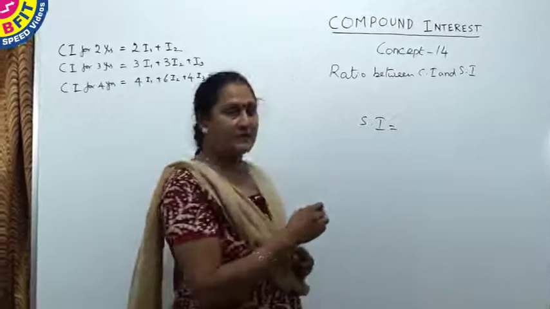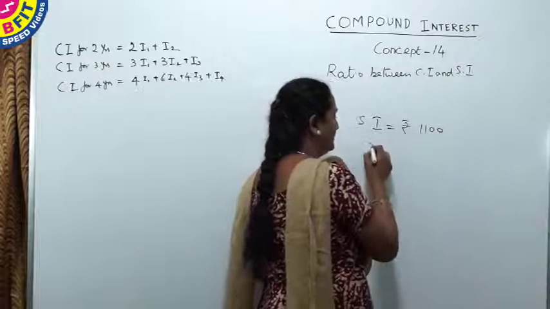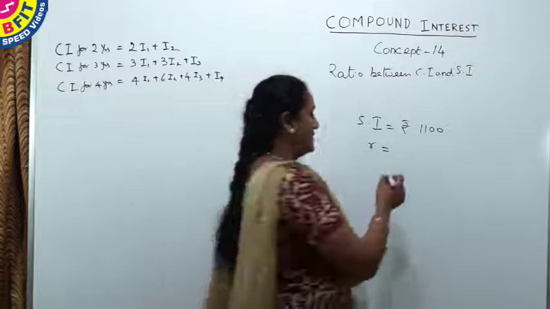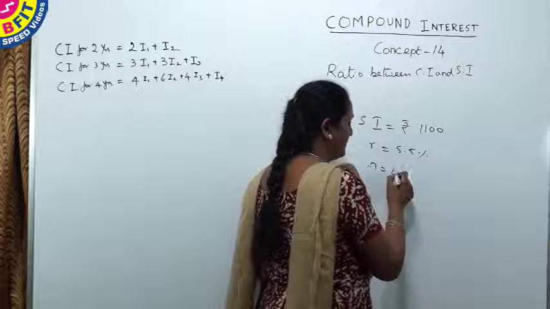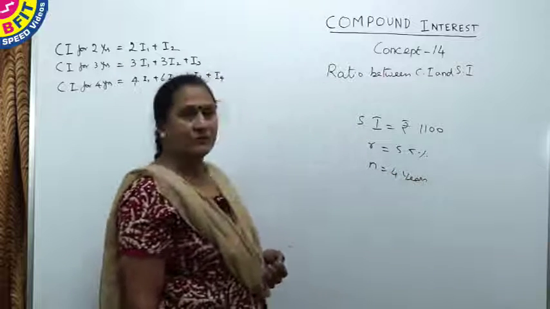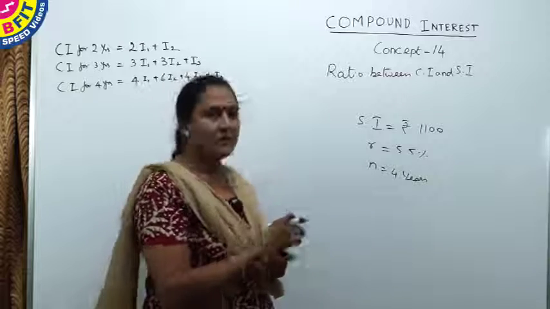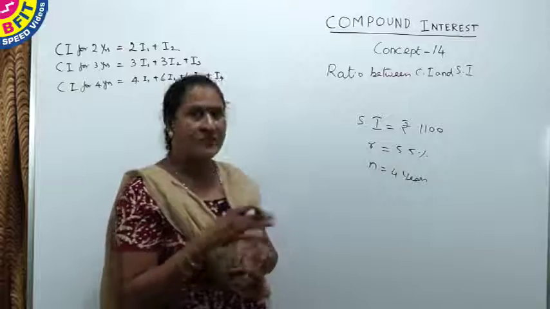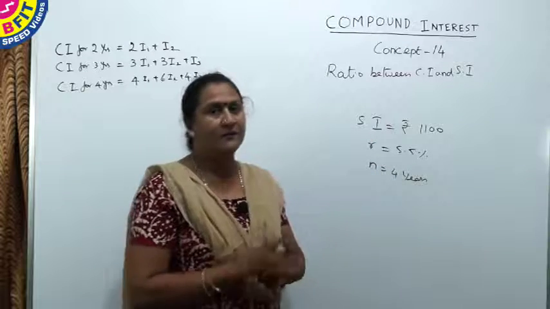So the simple interest given is rupees 1100, the rate percent is given as 5.5%, and the number of years is 4 years. Compound interest is required, simple interest is known. So using the ratio of CI and SI for 2 years we can find it. But first we have to convert the simple interest for 2 years at the required rate, that is 7%.